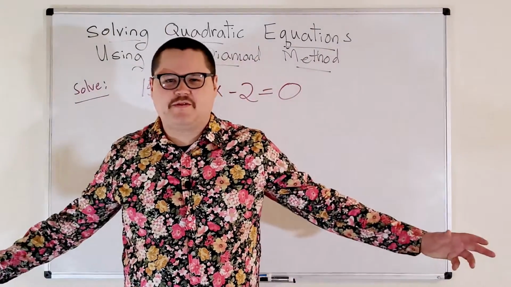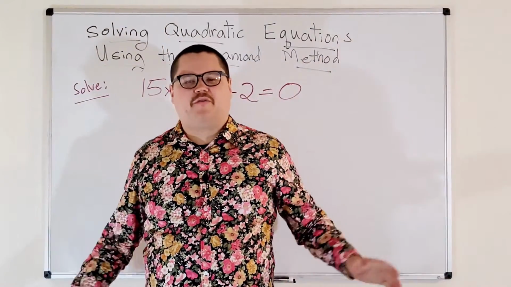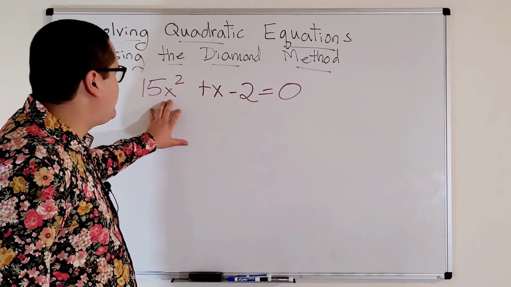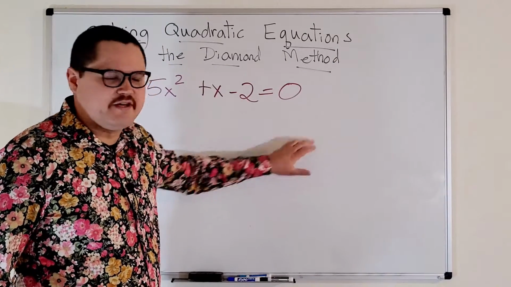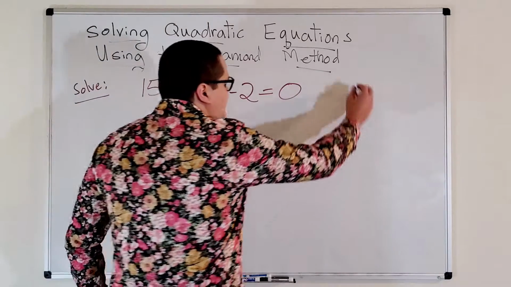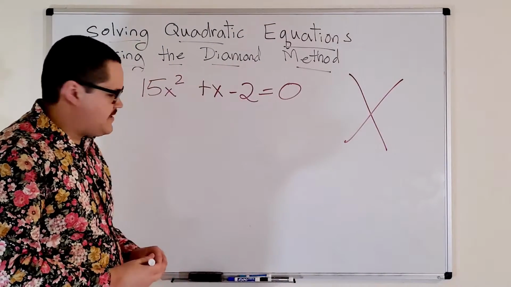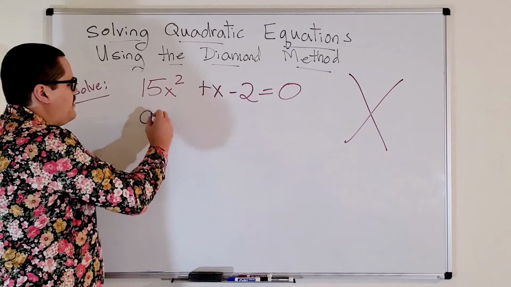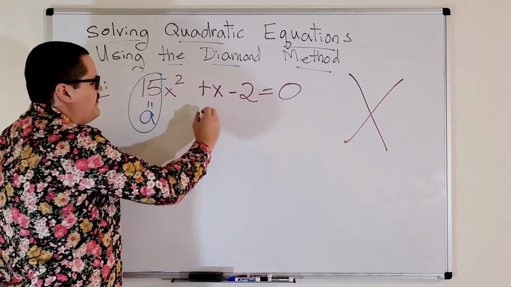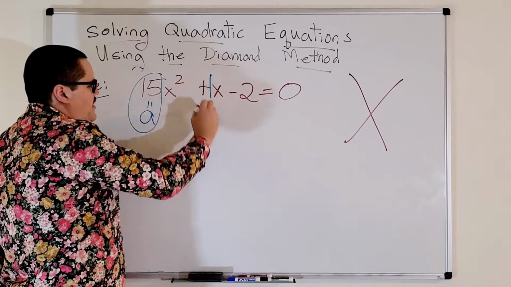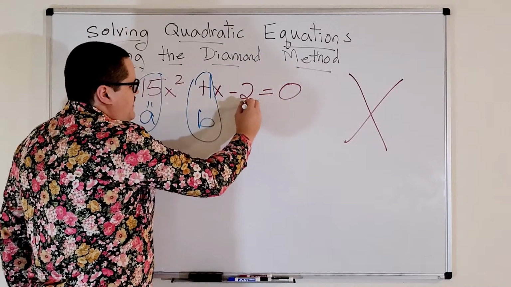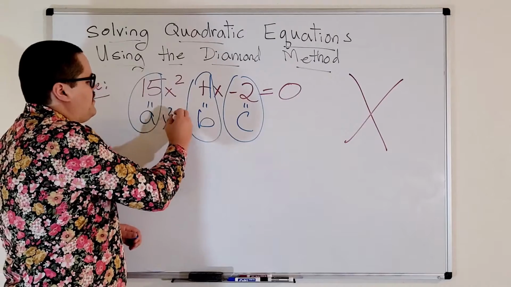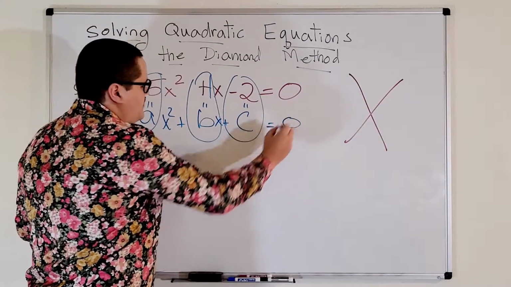Okay, folks, time to get hyped up. Our final diamond method problem. This is going to be a real brain buster. We have 15x squared plus x minus 2 equals 0. First, draw the x. X is for extreme. Next, identify a, b, and c. So a is the coefficient of x squared. So that's 15. B is the coefficient of x. Remember, there's a secret 1 here. So b is 1. And c is the constant term, negative 2. Because this is of the form ax squared plus bx plus c equals 0.